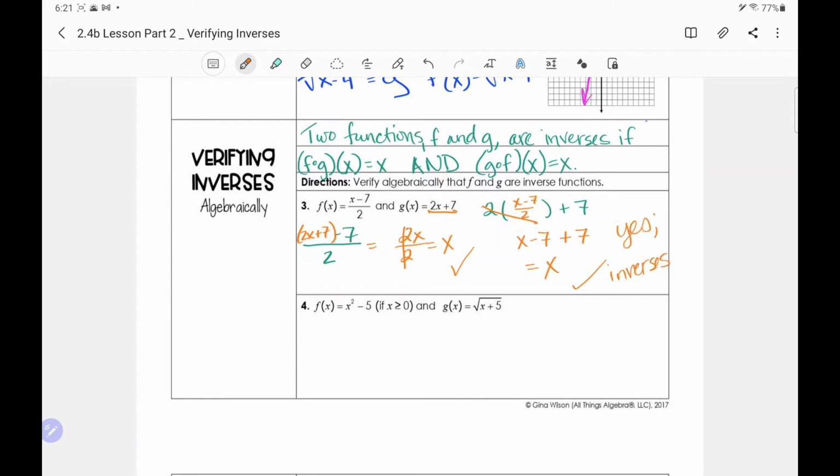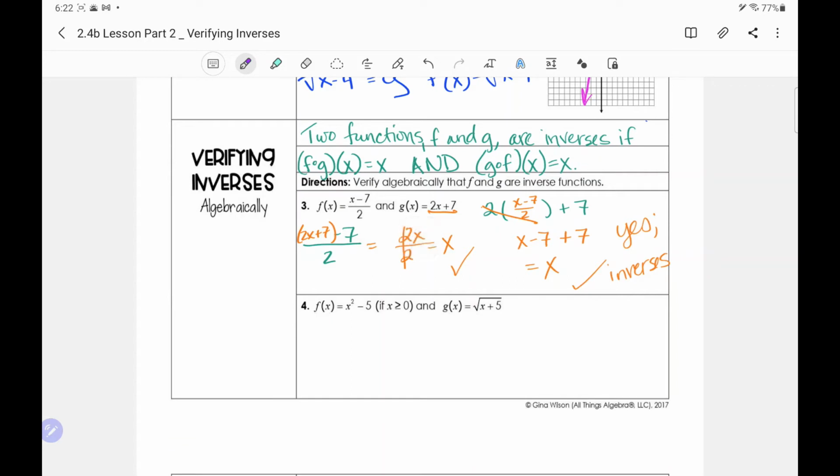You see how that happened? They both simplified down to just x. You go ahead and give it a try on number 4 by yourself. Notice that we do have a restriction on f of x. It says if x is greater than or equal to 0, we are dealing with x squared minus 5. The reason that's helpful is because we have a restriction on x squared minus 5, which would normally be all real numbers, but the square root of x plus 5 has to be greater than or equal to 0. So by limiting both of them having a restricted domain, it is more possible that they are inverses. So let's check them.